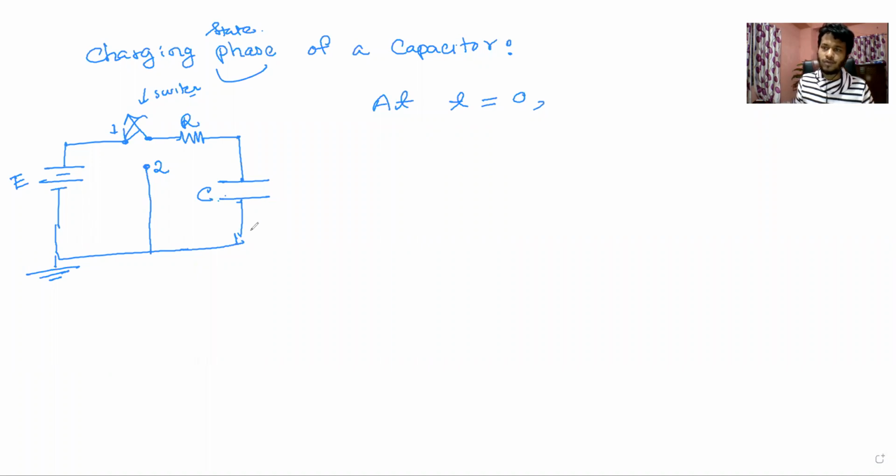Fine. And can you tell me what will be the charge at that time on the capacitor? So zero. Sorry, I forgot to mention one thing, that initially the capacitor has no charge. Fine, we have taken a capacitor which is uncharged. Okay, so at time t equals 0, what would be the charge on this capacitor? So 0. This capacitor will have no charge, right? So at time t equals 0, the charge on the capacitor will be 0.